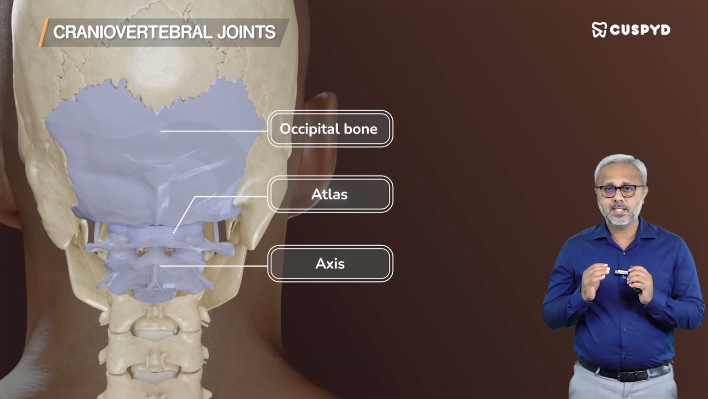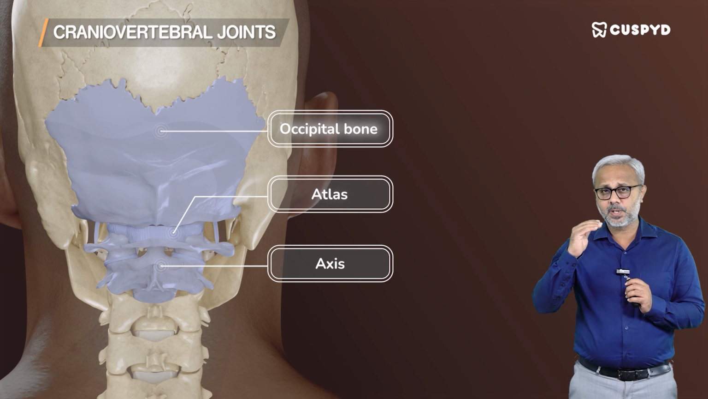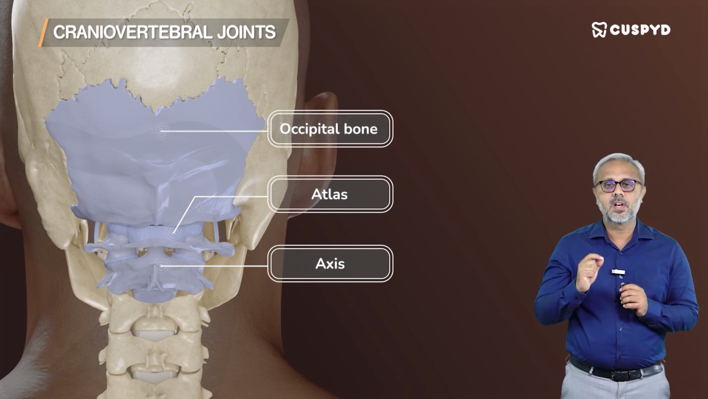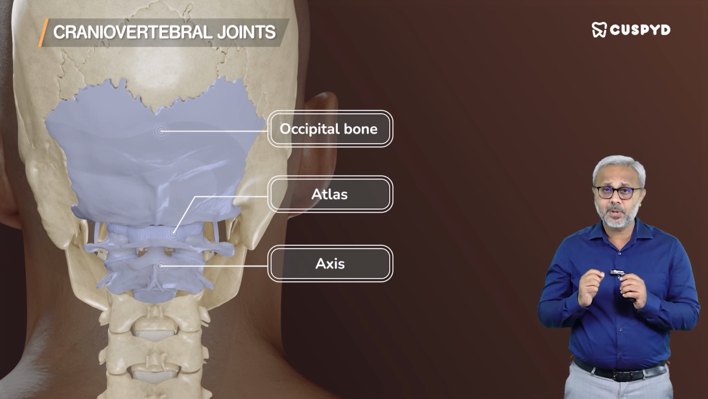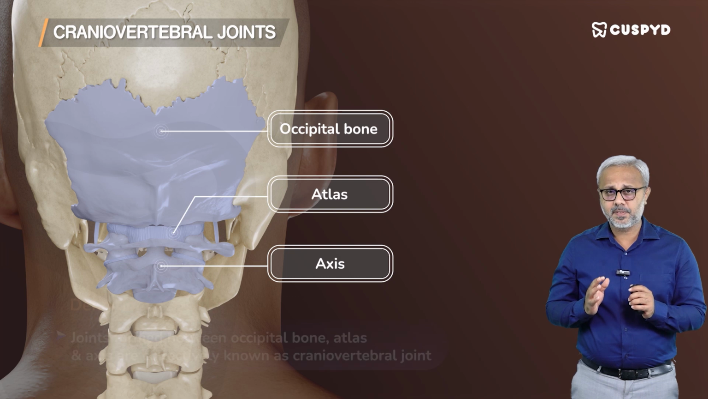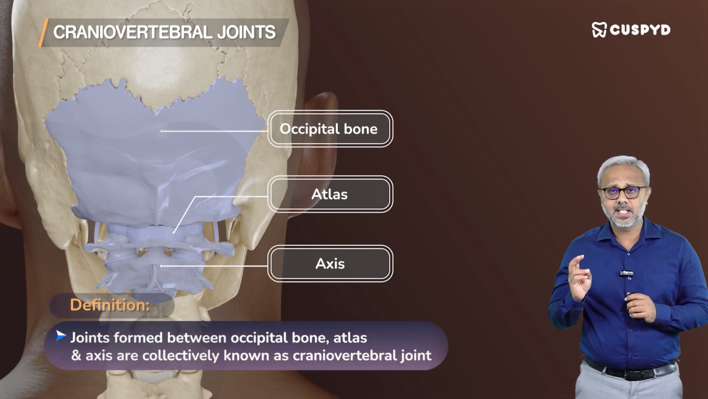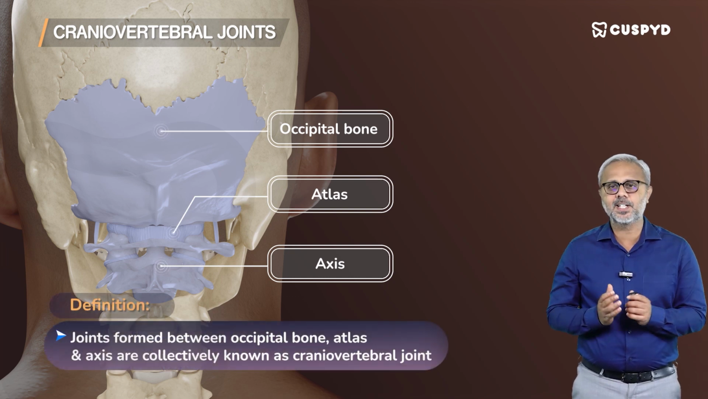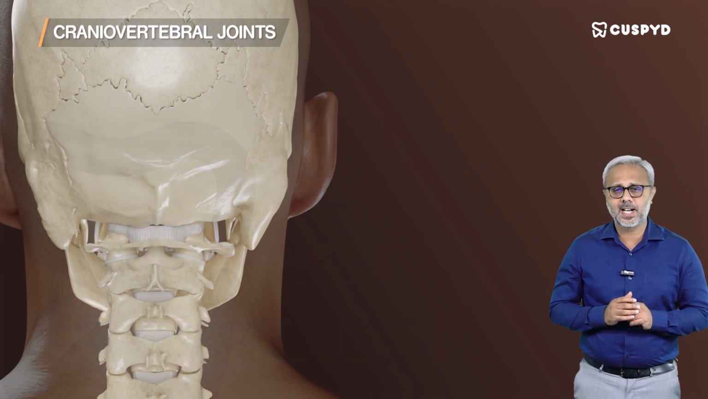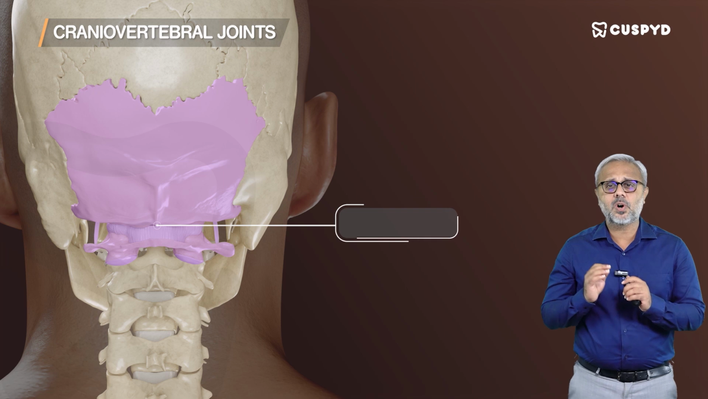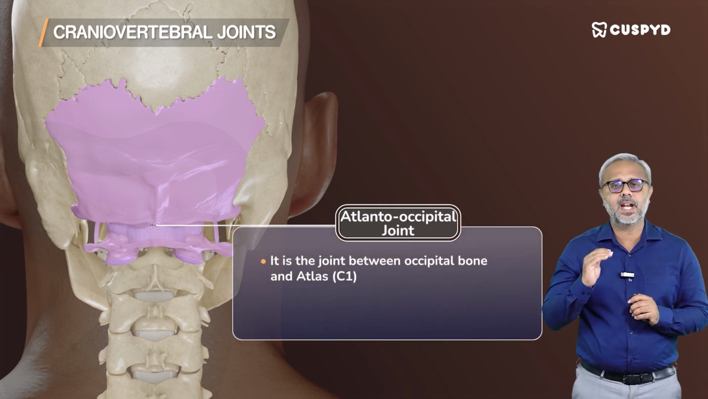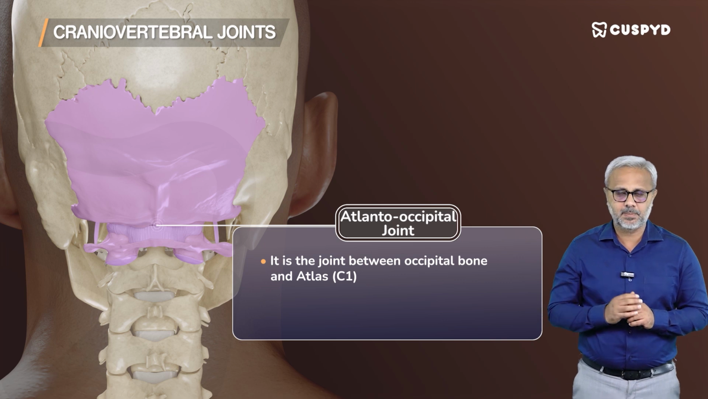Even though the atlas lies between the occipital bone and the axis, the axis is also connected to the occipital bone, forming a component part of the craniovertebral joint, right? So the joints formed between the occipital bone, atlas and the axis are collectively known as the craniovertebral joint. In this session, we will focus on the anatomy of the Atlanto-Occipital joint, that is the joint between the occipital bone and the atlas or the first cervical vertebra.